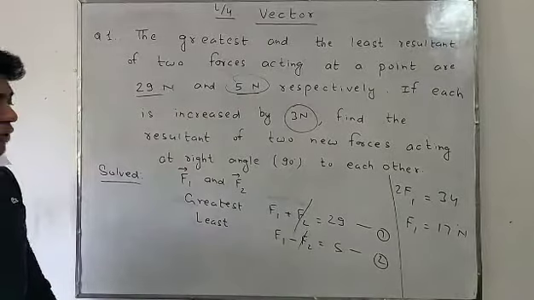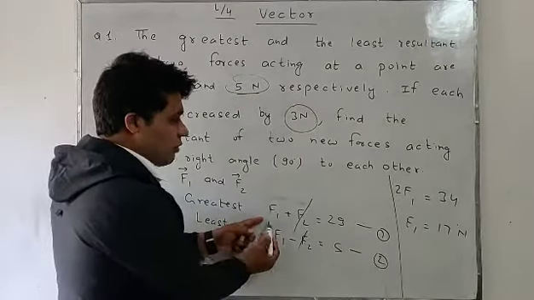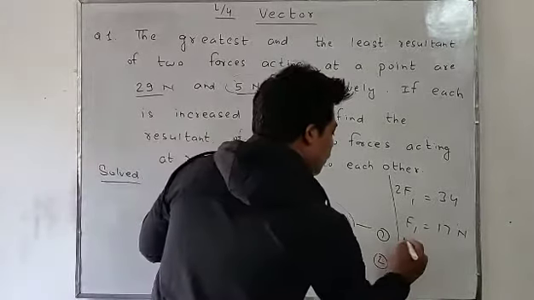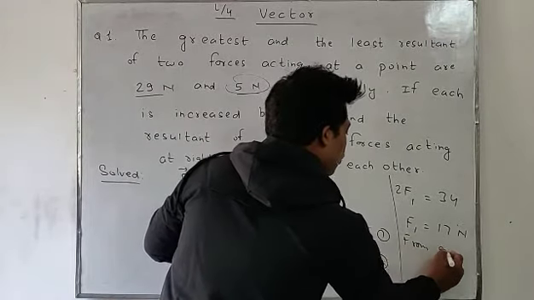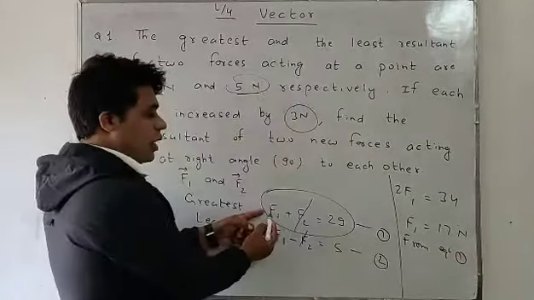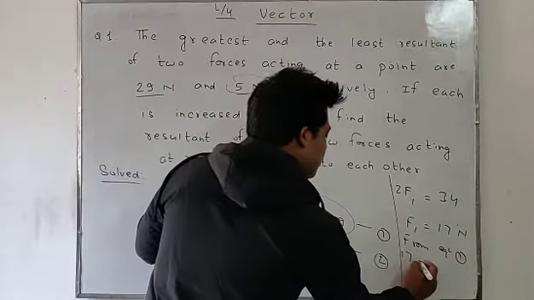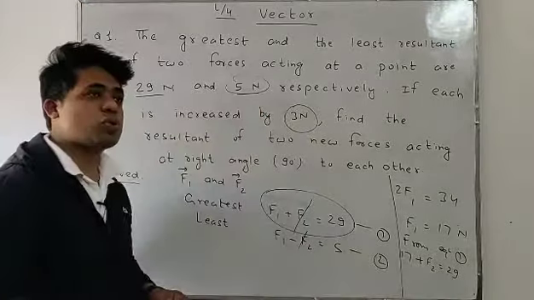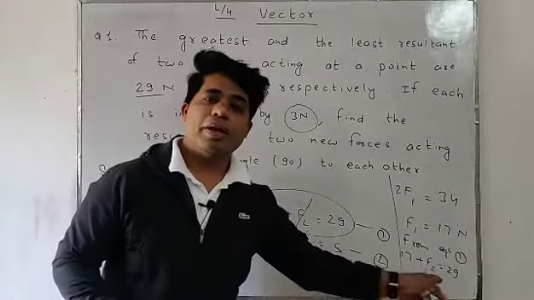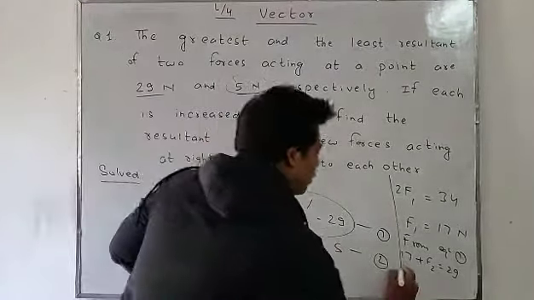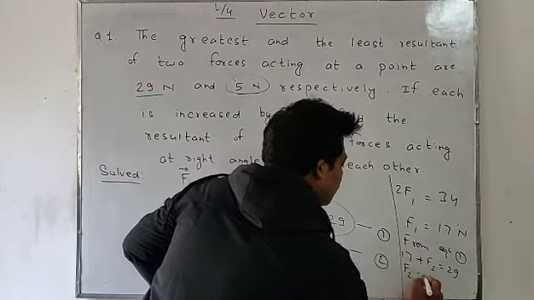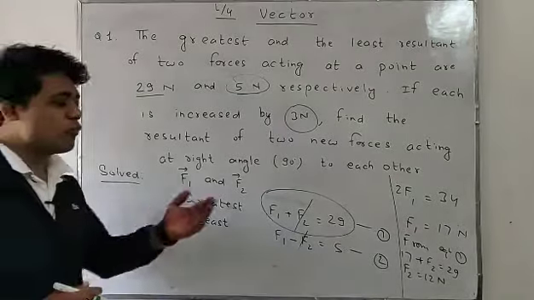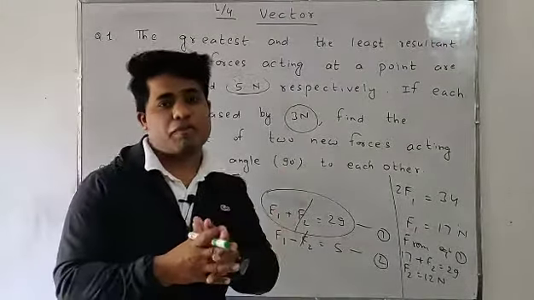When F1 is 17, using the first equation, put 17 plus F2 equals 29. If you want to get F2, 29 minus 17 comes as 12 Newton. So that is the value of F1 and F2. We got the forces F1 and F2.